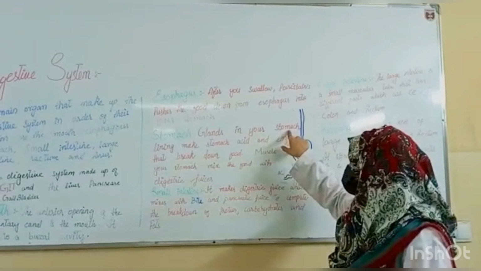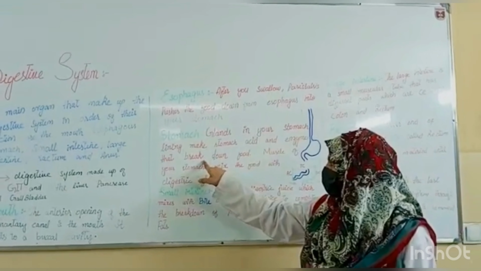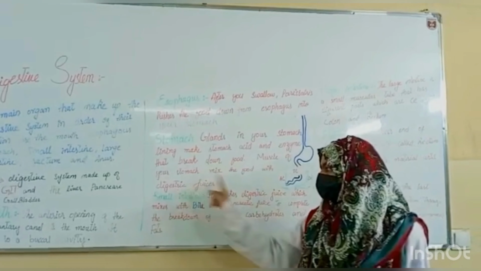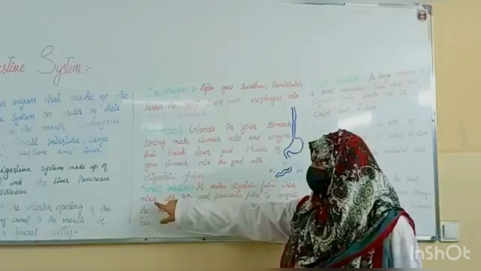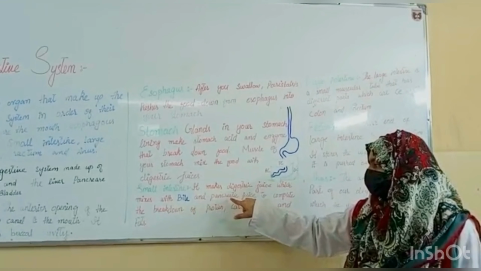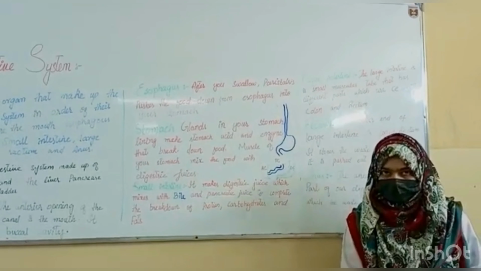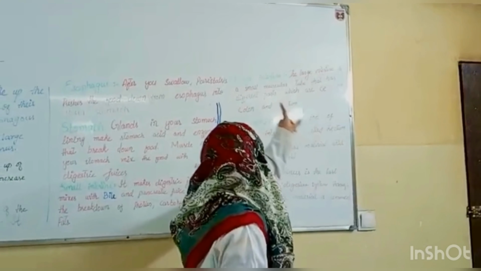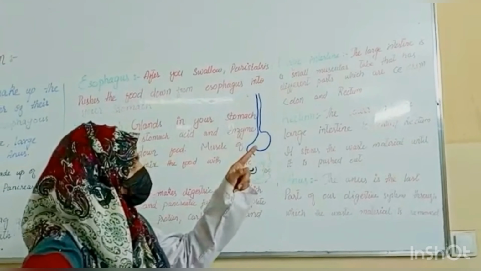Stomach: glands in your stomach lining make stomach acid and enzymes that break down food. Muscles of your stomach mix the food with digestive juice. Small intestine: it makes digestive juice which mixes with bile and pancreatic juice to complete the breakdown of protein, carbohydrate and fat. Large intestine: the large intestine is a muscular tube that has different parts, which are the cecum, colon and rectum.